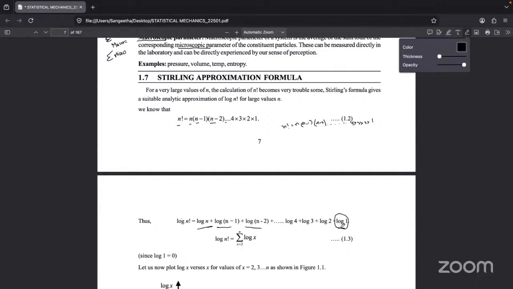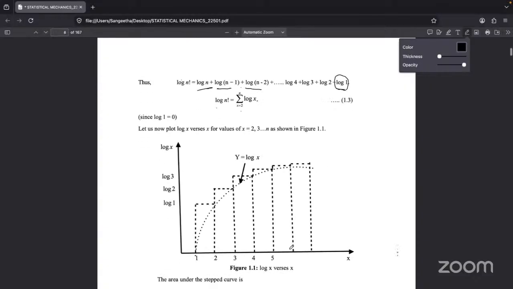After writing log 1 value equal to 0, we can write the expression as log n factorial equal to sigma x equal to 1 to n log x, which is sigma x equal to 2 to n log x. To this one, I am plotting a graph.